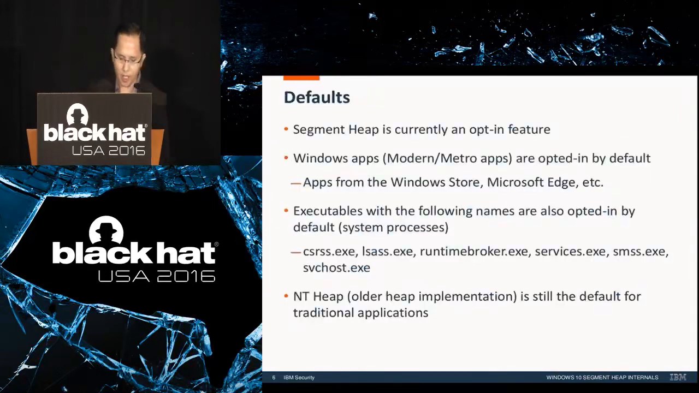So when is the segment heap enabled in a process? Currently it is an opt-in feature. Windows apps, formerly called Modern or Metro apps, are opted in by default. This includes apps from the Windows Store and, more importantly, Microsoft Edge. Dependencies or components used by Edge that do not use a custom heap manager will use the segment heap. Additionally, executables with those listed names are also opted in by default. This encompasses the different system processes. The older heap implementation, the NT heap, is still the default for traditional Win32 applications.